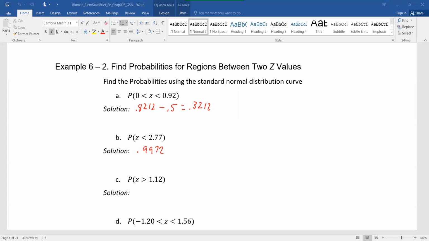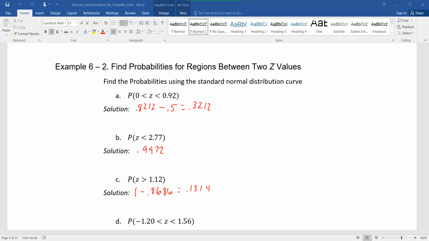Okay. So now I want something greater than 1.12. So I'm looking to the right of 1.12. So what do I have to do with the area once I find 1.12? Okay, so what is 1 minus the area of 1.12? 0.8686. So therefore, you have a 13.14% chance of being greater than 1.12 standard deviations away from the mean.